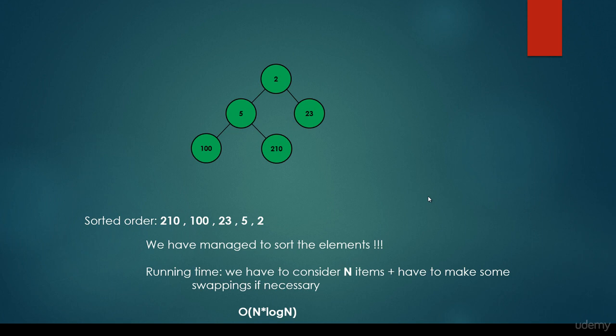The running time is that we have to consider n items, plus we have to make some swappings if necessary. All the swapping operations will have logarithmic running time, but because we have to consider n items, we have to do it n times. So the overall running time will be O(n log n), which is quite fine. If you know merge sort or quick sort, this is the running time for these algorithms.